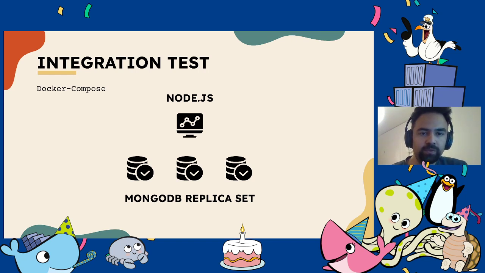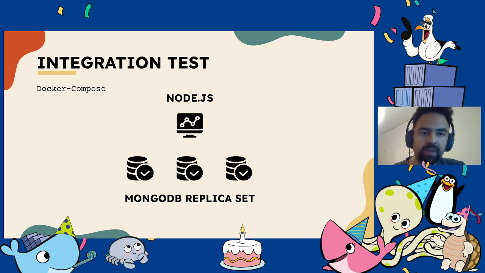So what did we do? We created a Docker Compose file with the Node.js image with all the tests inside, and 3 replica sets, 3 MongoDB containers in it. So 1 primary, 1 secondary, and 1 arbiter. We put them all into one Docker Compose package, and then whenever we wanted to test, we would test this code against all these 3 instances of MongoDB.